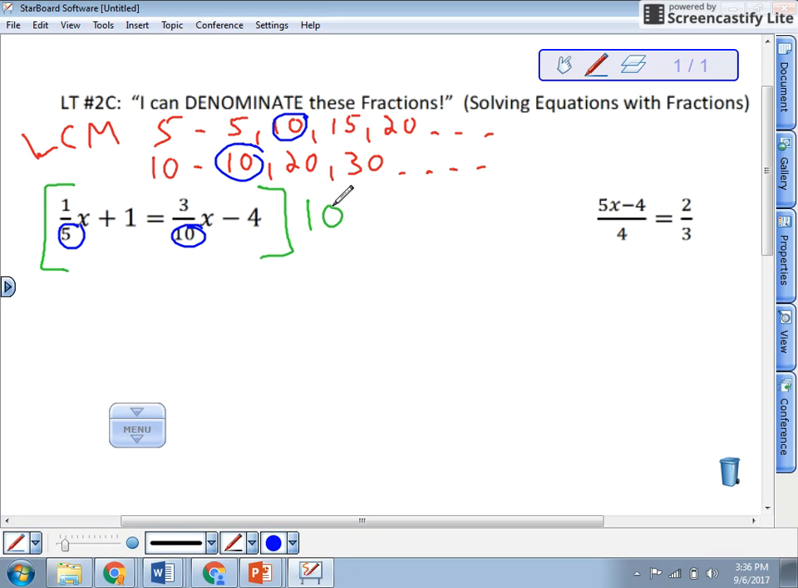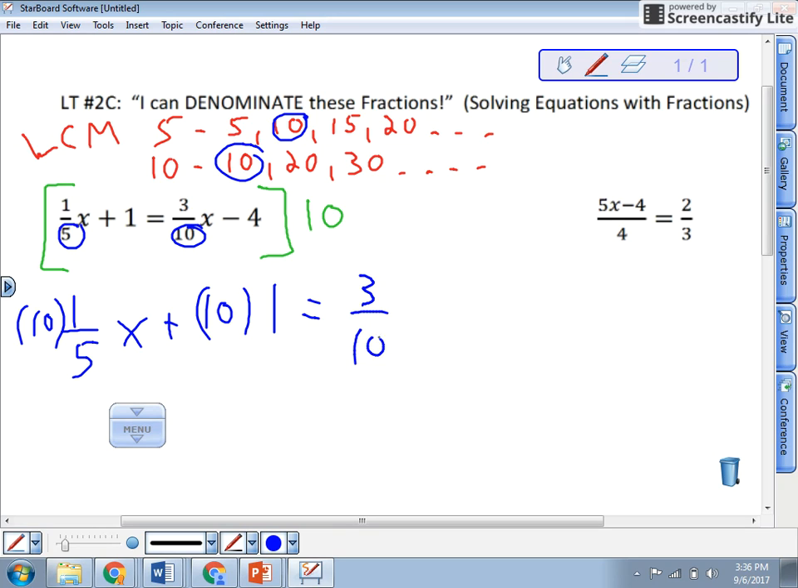Every term is getting multiplied by 10. So I take 1/5 x. That's getting multiplied by 10. I add the 1, which is getting multiplied by 10. And that equals 3/10 x. And again, that's being multiplied by the 10. And then minus 4, which is being multiplied by that 10 as well.